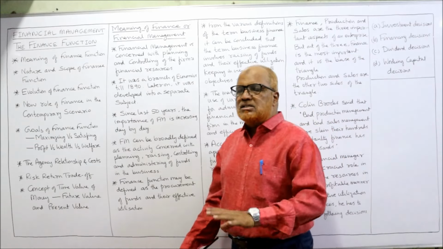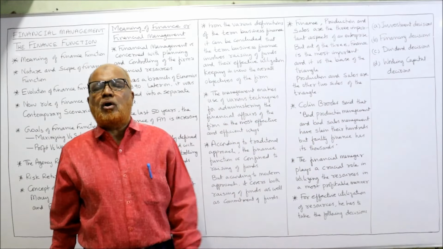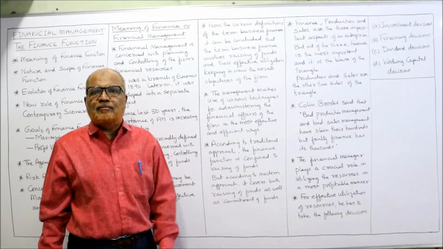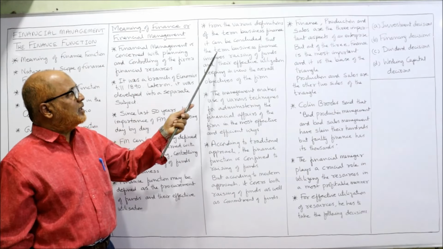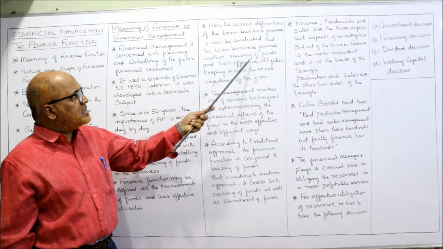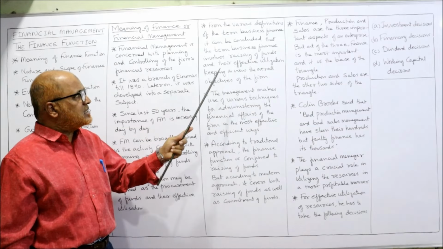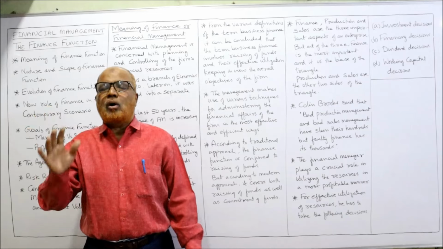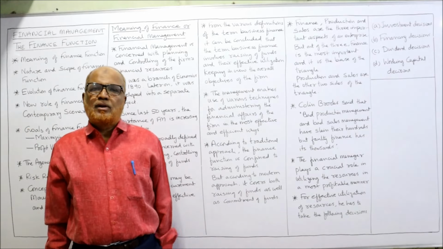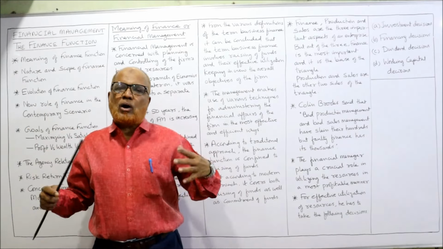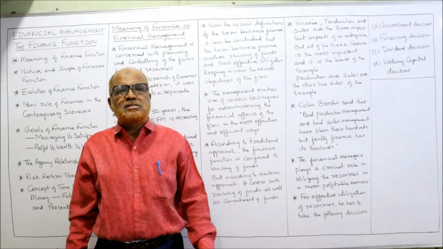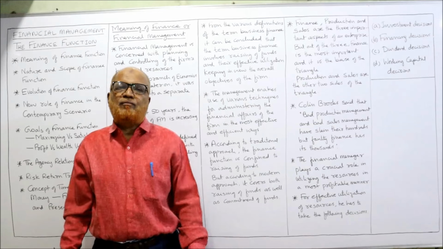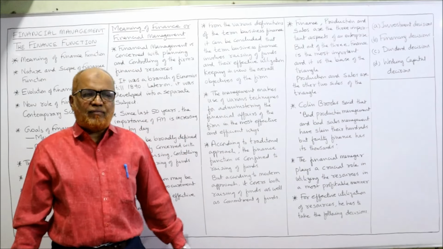So from various definitions given by different authors regarding the term financial management, we can conclude that business finance involves raising of funds and their effective utilization, keeping in view the overall objective of the business. From where to procure the funds, how to utilize the funds, keeping in view the main objective of the business, that is the main function, finance function.